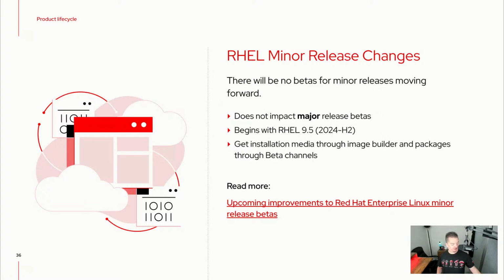We announced this on the Red Hat blog not too long ago, but starting with 9.5, so this next release, there will be no more beta program for minor releases. This is for minor releases only. We're currently in the planning stages of what the RHEL 10 deployment is going to look like, but we've only decided on the future of minor releases. And here's why.